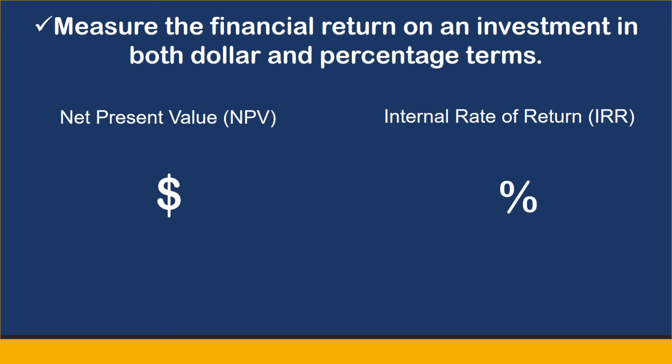Return on investment, or ROI, can be measured and expressed as either a dollar figure or percentage. Two methods for accomplishing this include net present value, NPV, where ROI is expressed in dollars, and internal rate of return, IRR, where ROI is expressed as a percentage.